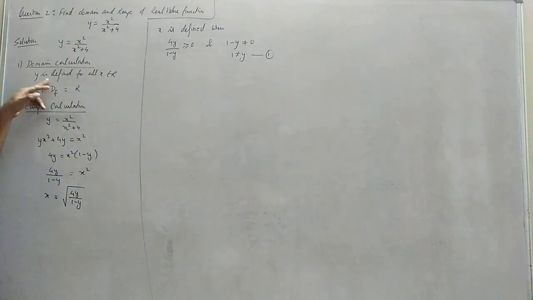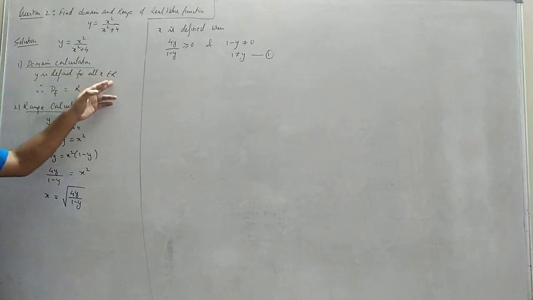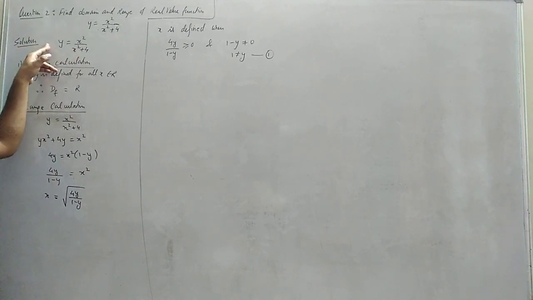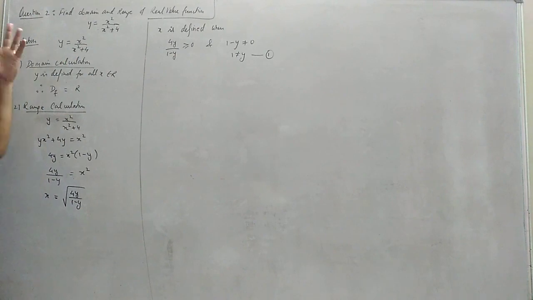So how do we write? Y is defined for all x belongs to real number. That means whatever you substitute in the place of x, you will always get some value of y. Therefore, what is the domain? Whole real number. So the domain equals R, the whole real number.